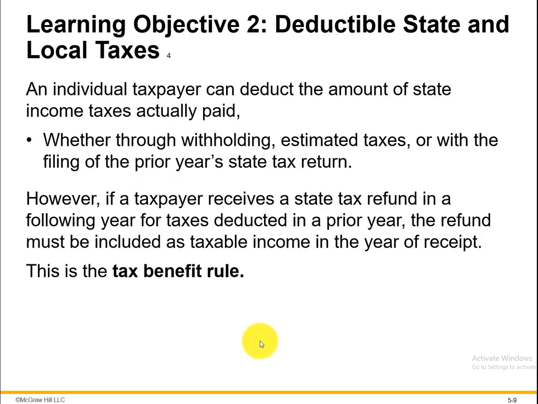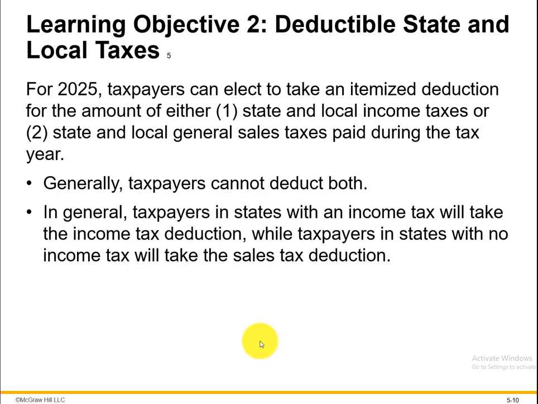Maybe it sounds a little redundant, but it's an easy thing to forget, that taxable refund. The first thing is, if they didn't itemize the year before, then clearly there's no tax benefit. They didn't get anything from paying those taxes. So when they get the refund, it shouldn't be income. Now for 2025, you get to choose either your state and local income taxes or your state and local sales tax.